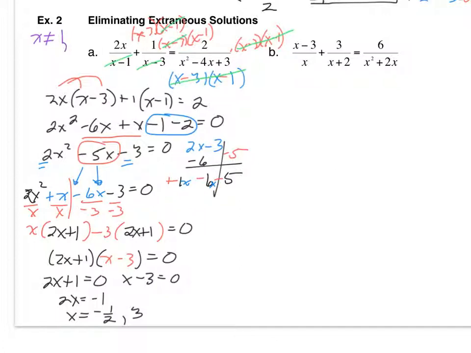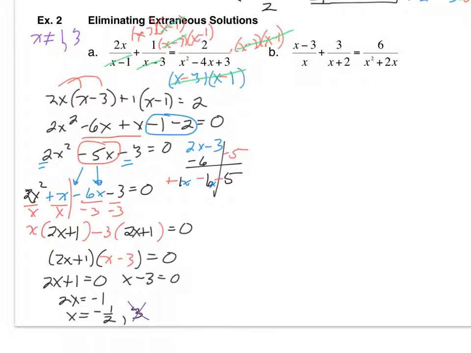What about here? 3. So x cannot be 1 or 3. And same thing with this, x cannot be 3 or 1. So are any of my solutions 1 or 3? Yeah, so we're going to get rid of the 3.